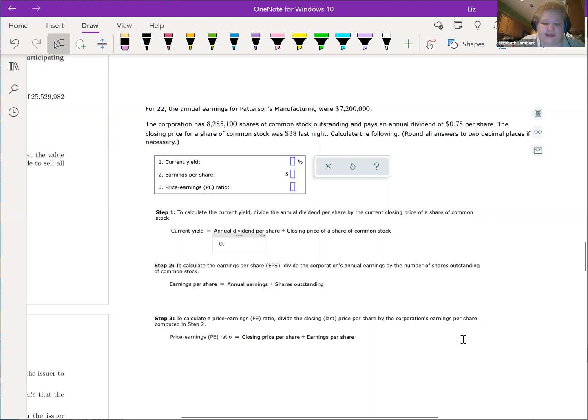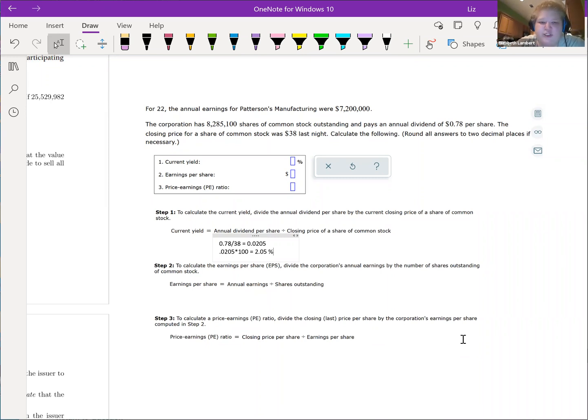So 0.78 divided by the price of $38. So that is the decimal. We would then want to multiply it by 100%. So I get 2.05%. That's the yield.